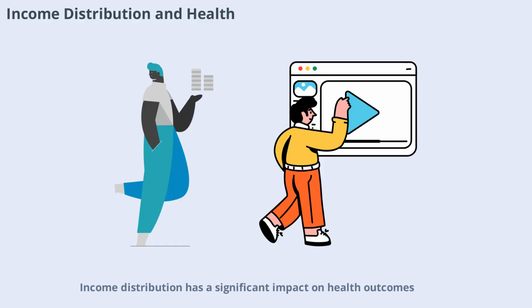Income distribution has a significant impact on health outcomes. Societies with more equal income distribution often experience better health, lower crime rates, and higher levels of well-being. By promoting fair wages and reducing inequality, policymakers can improve not only economic outcomes but also social and health indicators.